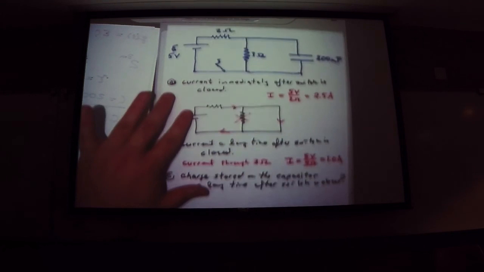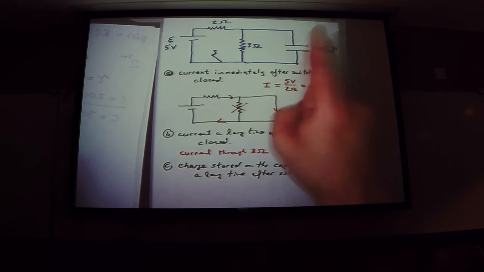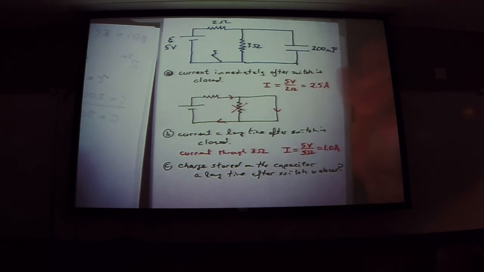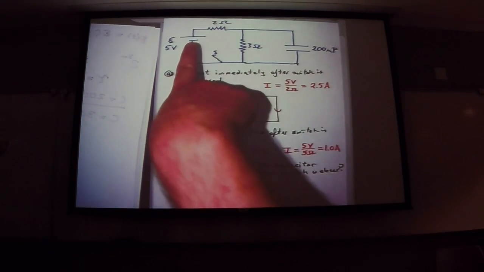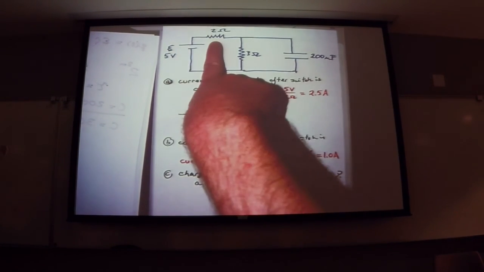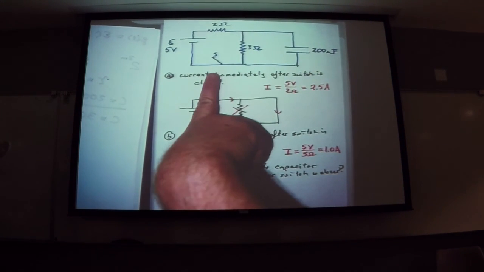So the goal here is instead of worrying about finding the charge, think about it. If I know the voltage across that capacitor, then I know what the charge on it is. So if I can find the voltage across it, the voltage across this capacitor will be the same as what? You got 3 choices here: battery, 2 ohm resistor, or 3 ohm resistor. Or switch, I guess, 4 choices.